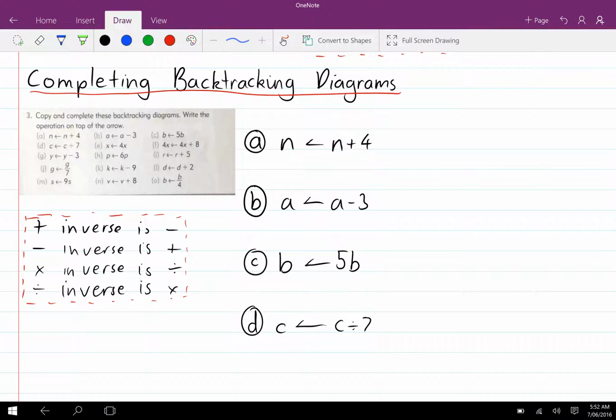Hello guys and girls. Today we're looking at completing backtracking diagrams using the inverse on top of the arrow. Okay, now that sounds a little bit tricky, but it's not as hard as it sounds.